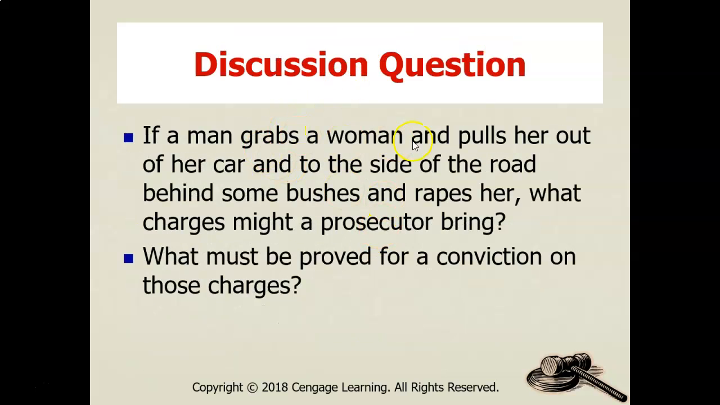So, discussion: man grabs a woman, pulls her out of a car to the side of the road, pounds some bushes and rapes her. What charges might a prosecutor bring? Now, we've talked about that. Definitely we have an assault, we have the rape. Depending on the example we used a minute ago, we could have that kidnapping.